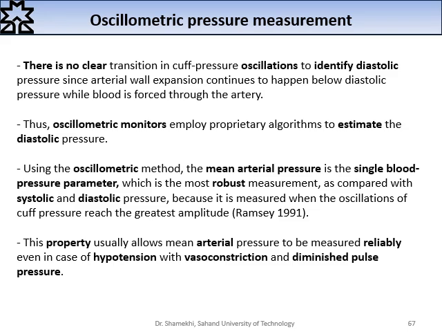Using the oscillometric method, the mean arterial pressure is the single blood pressure parameter which is the most robust measurement as compared with systolic and diastolic pressure, because it is measured when the oscillations of cuff pressure reach the greatest amplitude. The property usually allows mean arterial pressure to be measured reliably, even in case of hypotension with vasoconstriction and diminished pulse pressure.